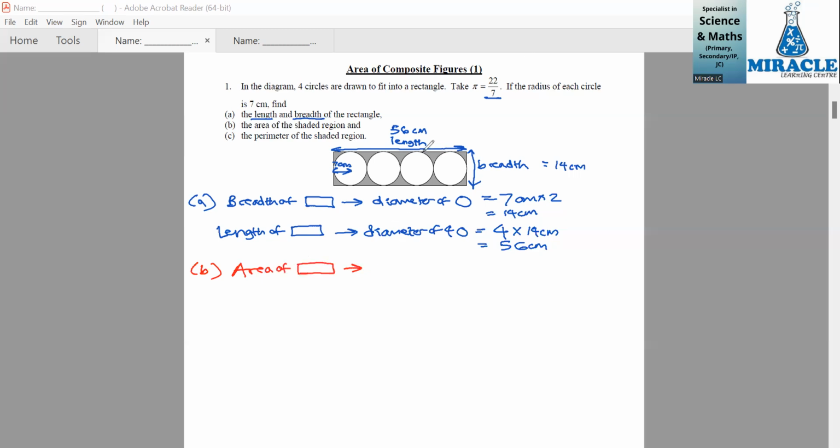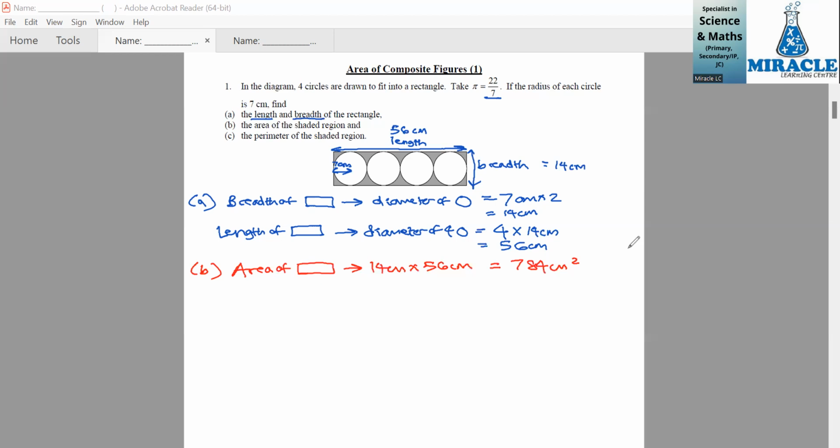We already know the breadth of the rectangle and the length of the rectangle. So area is breadth times length. So let's take 14 cm times 56 cm. And this gives us 784 cm squared.